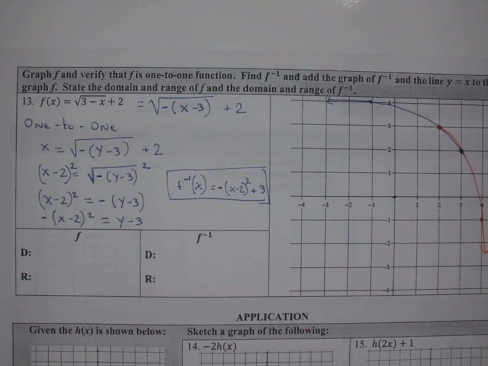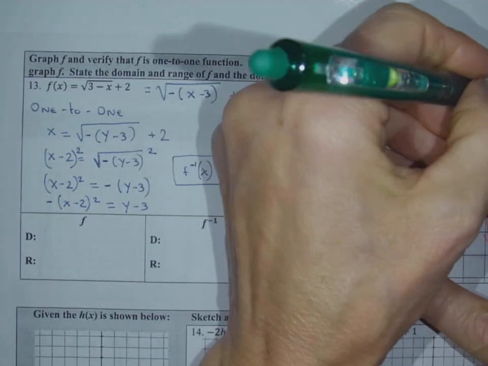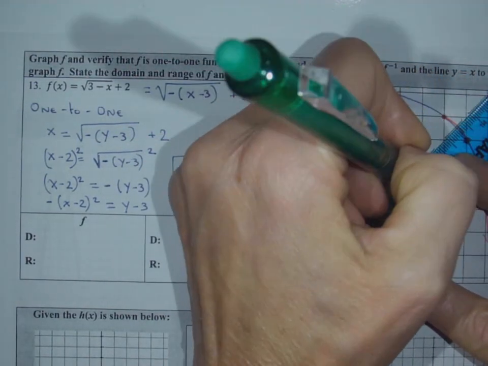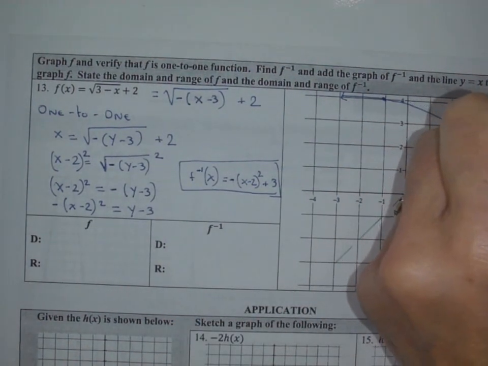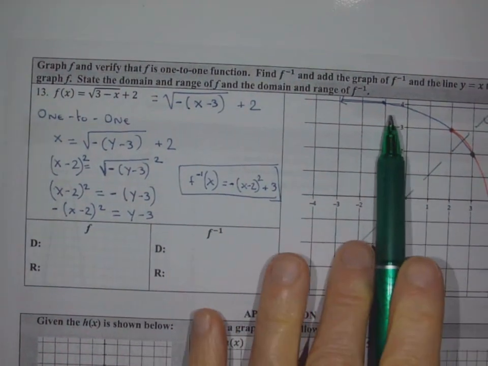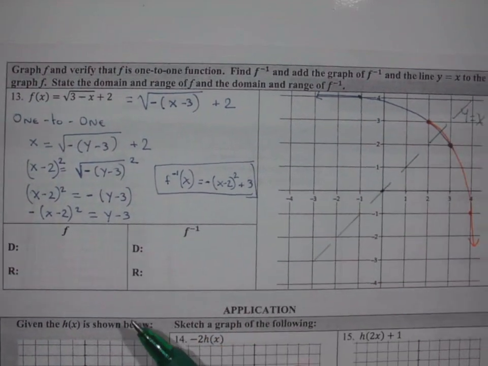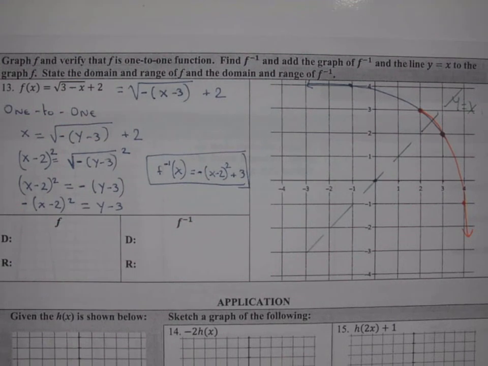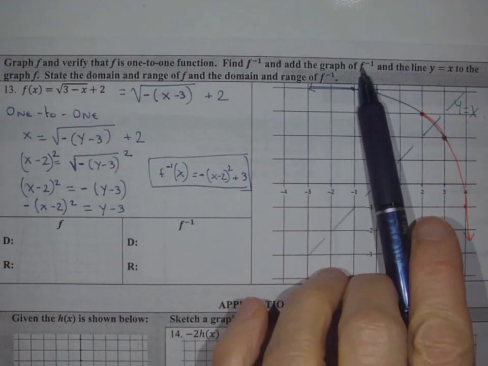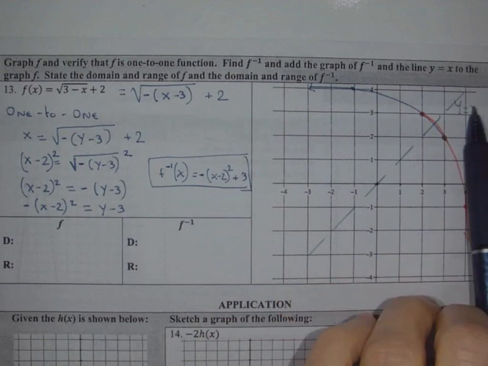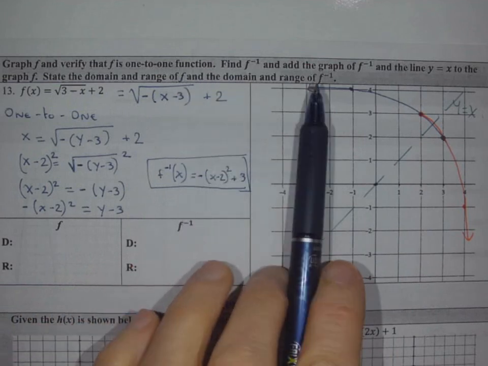And all of that has to be symmetrical over the line y equals x, so I'm going to kind of sketch that. So this is my symmetry, right? Line y equals x, and sure enough, my blue curve and my orange curve are going to be symmetrical over that line, so I know I'm good to go. Okay, so we graph the inverse, we graph the line y equals x, I just did in green, and then we have to state domain and range for both f and f inverse.